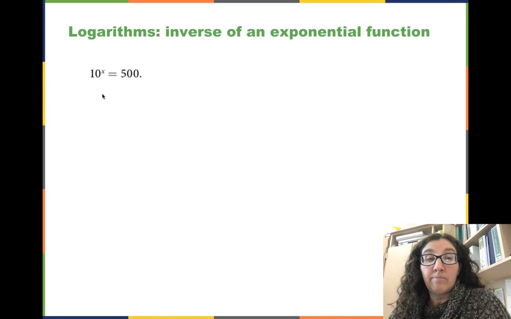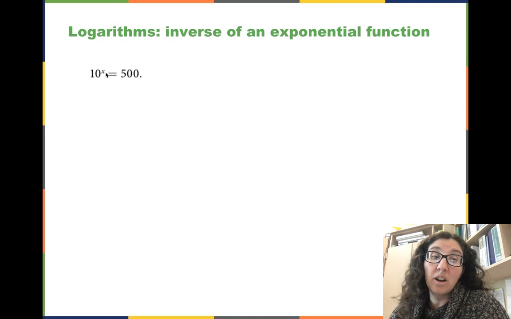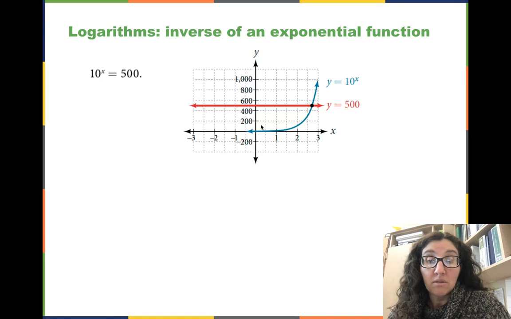And we don't really know how to do that, other than maybe we could try some stuff, right? It's going to be, let's see, 10 squared is 100, 10 cubed is 1,000. So somewhere between 2 and 3, right? But we could try some stuff. We could graph it, right? Here's the graph of 10 to the x, and here is y equals 500. So yeah, we could get a good estimate there. It's maybe 2.75-ish.